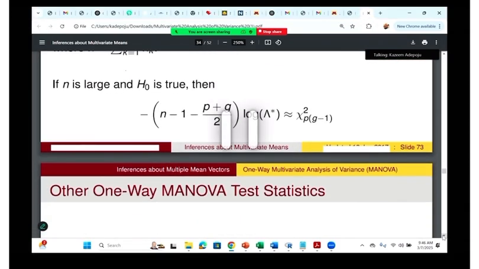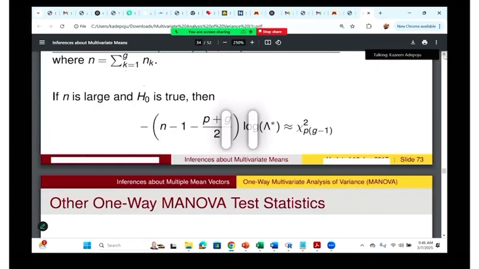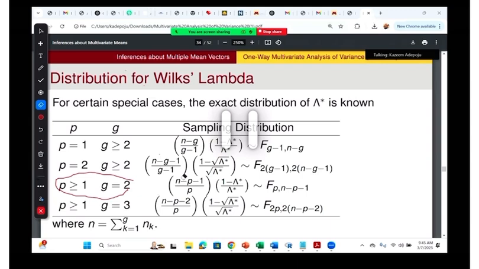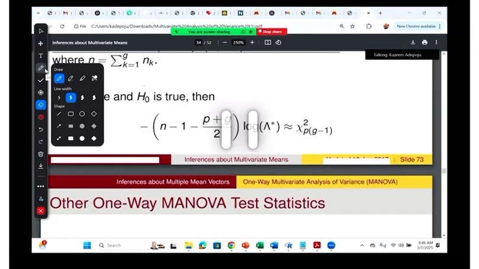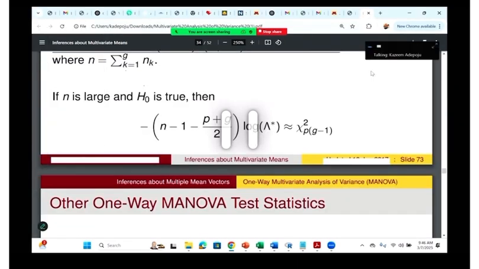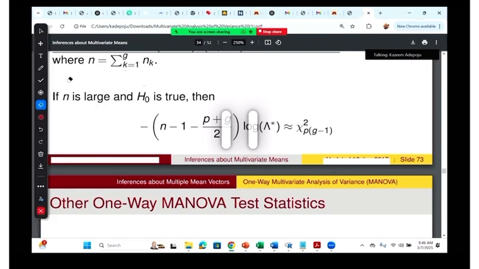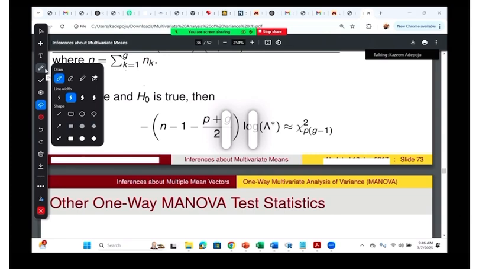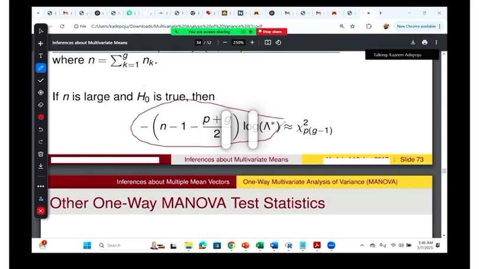Now, what if in a situation where N is large? If the number of observations is large and H naught is true, then we're going to have a different test statistic in terms of Wilks' lambda. Can you see Wilks' lambda again, the lambda star? We want to take a decision now. We're going to check from a chi-square table, and when that value is greater than the chi-square, we're going to reject.